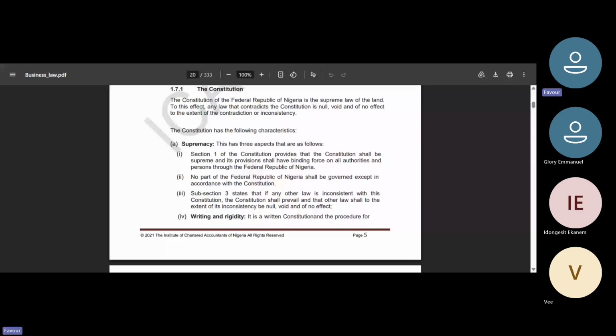Then, no part of the Federal Republic of Nigeria shall be governed except in accordance with the Constitution. It's basically saying almost the same thing. When it comes to the government structure, everything must be in accordance with what is in the Constitution. Then subsection 3 states that if any law is inconsistent with the Constitution, the Constitution shall prevail. By virtue of this, any law that contradicts the Constitution is null and void, right?